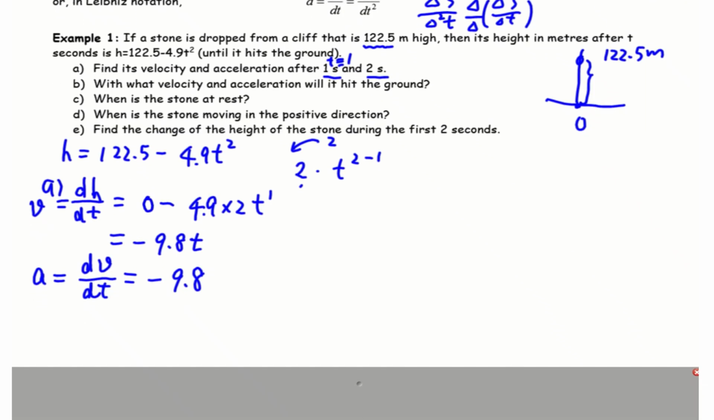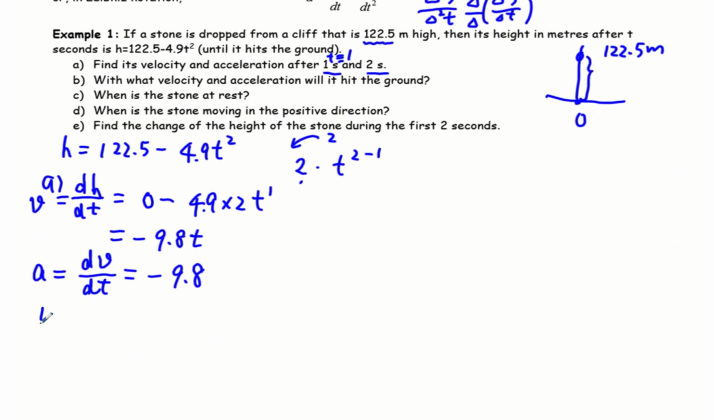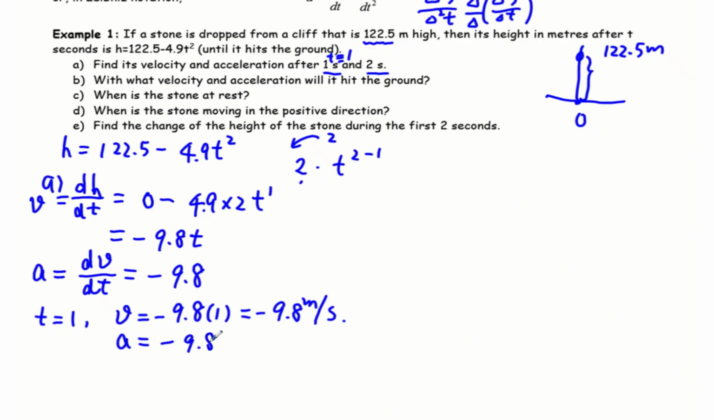Then for this question, when t equals 1, substituting t into v, we have 9.8 times 1, which gives us negative 9.8. Because this is a real-world application, we put units here: meters per second. For the acceleration, we substitute t and it doesn't change. It's meters per second squared. If you have learned physics, you know this is the gravitational acceleration on Earth.